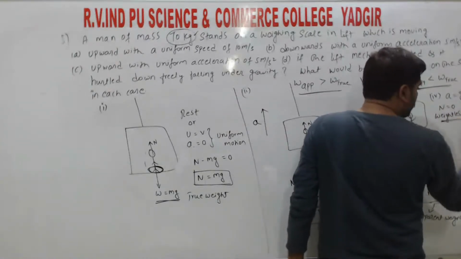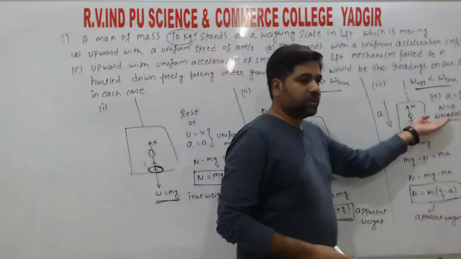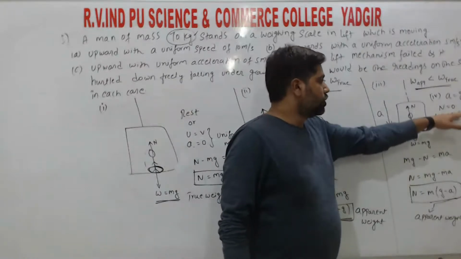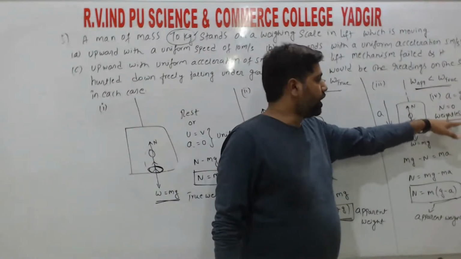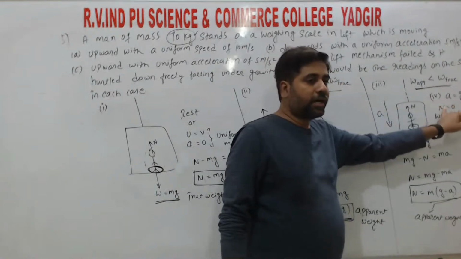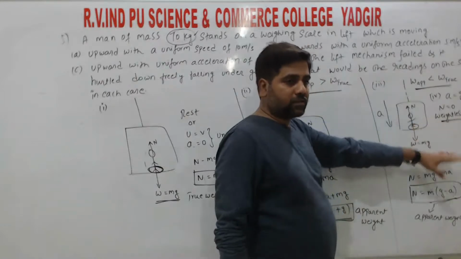So we all observed this in spaceships, where astronauts feel weightlessness. They don't feel any kind of weight, right? So this is the case when freely falling, that is A is equals to G and its weight is equals to 0. So that weight we call as weightlessness, right?